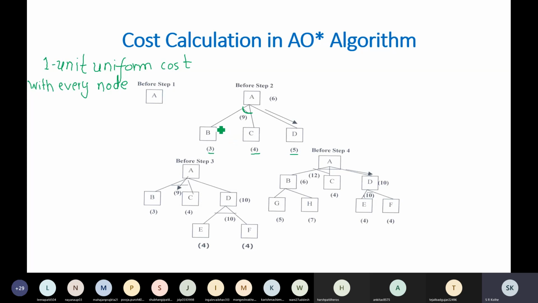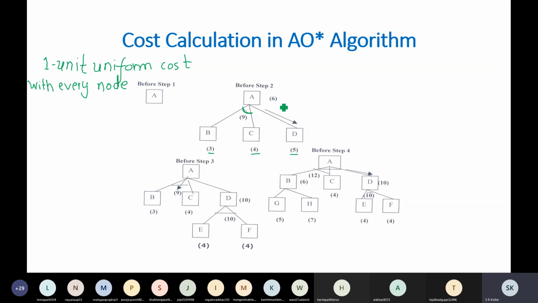In your book, the Rich and Knight book, 1 unit uniform cost is assumed to generate every node, but for simplicity sometimes while discussing in other books you will find that the cost has been ignored. So if you make use of that as uniform or ignore it, no problem, it will not change your mechanism. Now another solution path is through node D. Cost associated with D is 5. So the cost associated with this path will be 5 plus 1, 1 to generate this D, that is a total cost of 6.